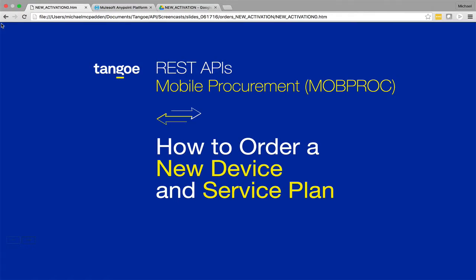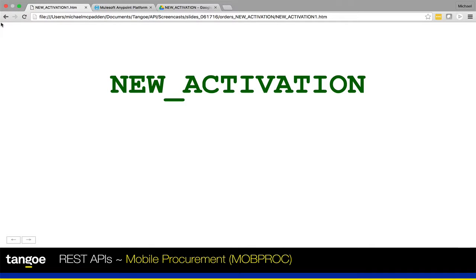In this video, I'll guide you through how to create and submit an order request to procure a new device and service plan, often referred to as a new activation. This type of order can also include accessories for the new device that you're ordering. Please note that this is different from the order accessories transaction type, which is used to order accessories for an existing device asset. Okay, now let's discuss how we put together the order request call.